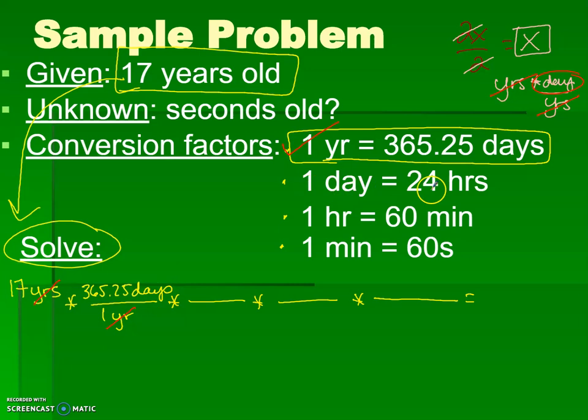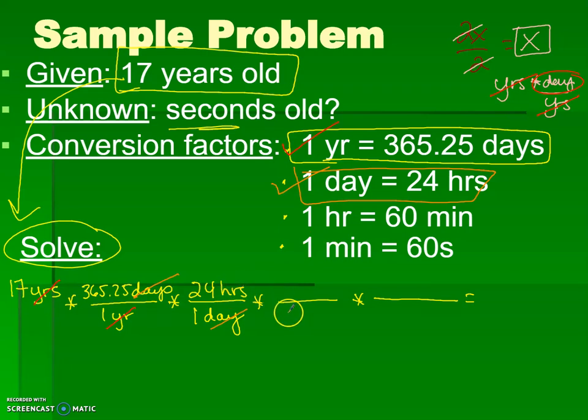So 1 day is 24 hours. If days are here, I'm going to put 1 day on the bottom so it cancels out, and 24 hours in the numerator. That way, days and days cancel out. I used that piece of information, and then we have hours left. But I don't want hours, I want seconds, so I have to keep going. But I think you can figure it out.